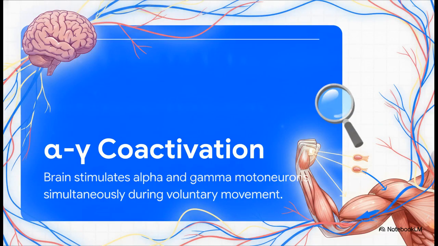To prevent that sensory blindness, your brain uses a brilliant workaround called alpha-gamma coactivation. Whenever you initiate a voluntary movement, descending motor tracts from your brain simultaneously stimulate both the alpha motor neurons for the main muscle and the gamma motor neurons for the spindle. It fires them at the exact same time.